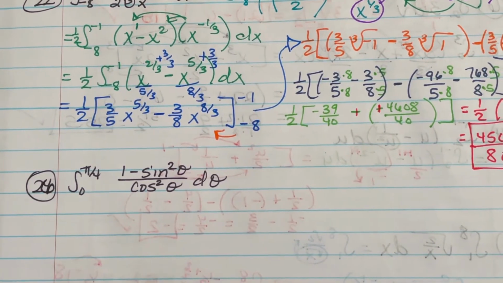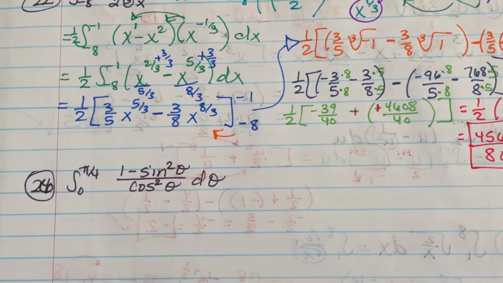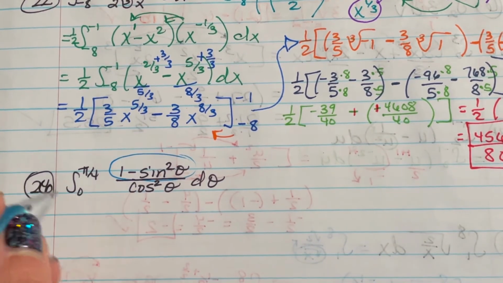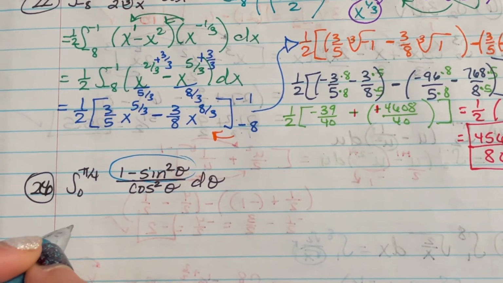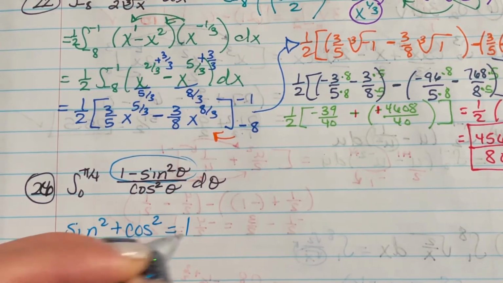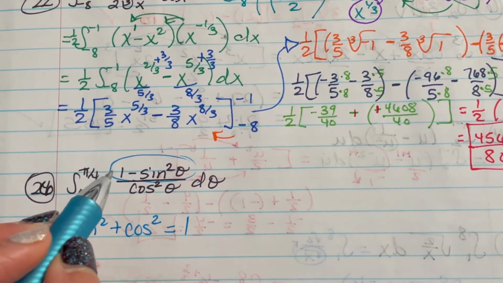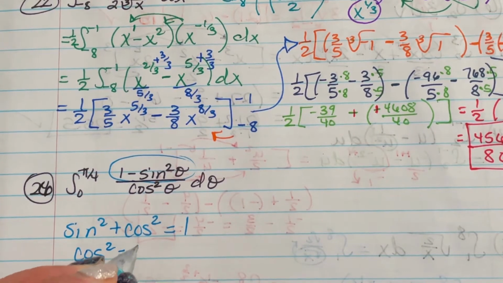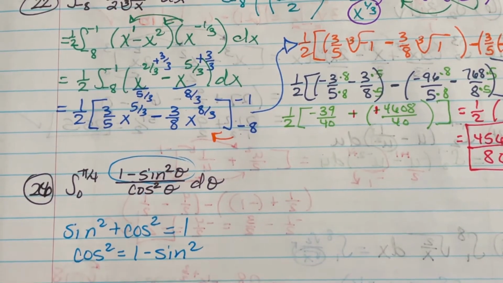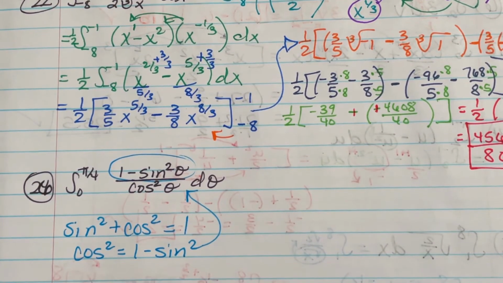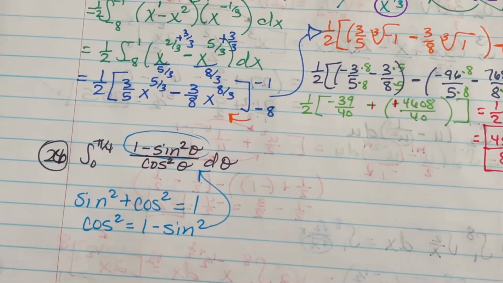26. So the integral from 0 to pi over 4 of 1 minus sine squared over cosine squared d theta. When I saw this, I was like, wow, that looks familiar. Back in Enhanced Math 3, you guys learned that sine squared plus cosine squared equals 1, right? So that means if you subtract the sine squared from both sides, cosine squared would equal 1 minus sine squared. I'm going to substitute that 1 minus sine squared with the cosine squared because it's an identity.